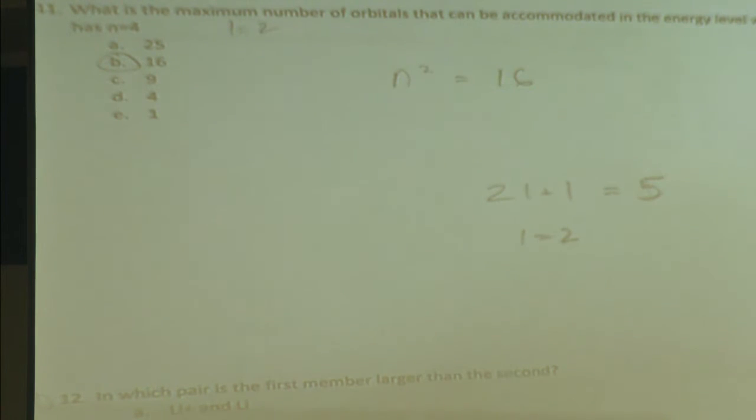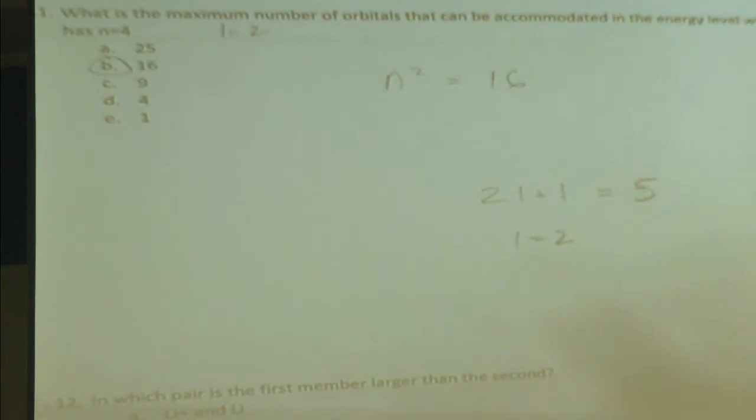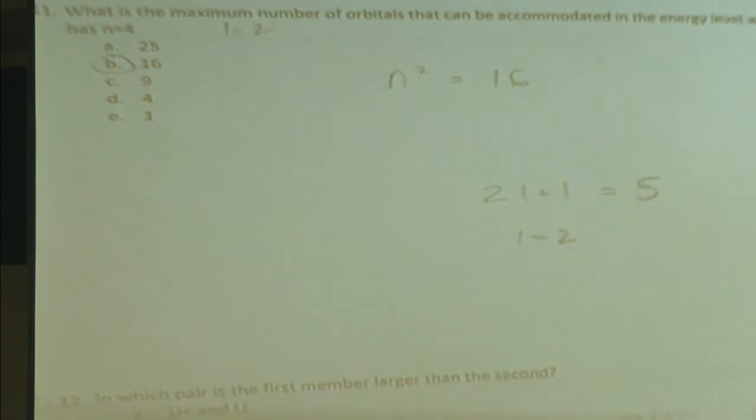Okay, in which pair is the first member larger than the second member? So what do we know about cations? Are they smaller than their corresponding neutral atoms? Yeah, and then anions would be larger. All right, so we look at Li plus and Li. Is Li plus going to be larger?